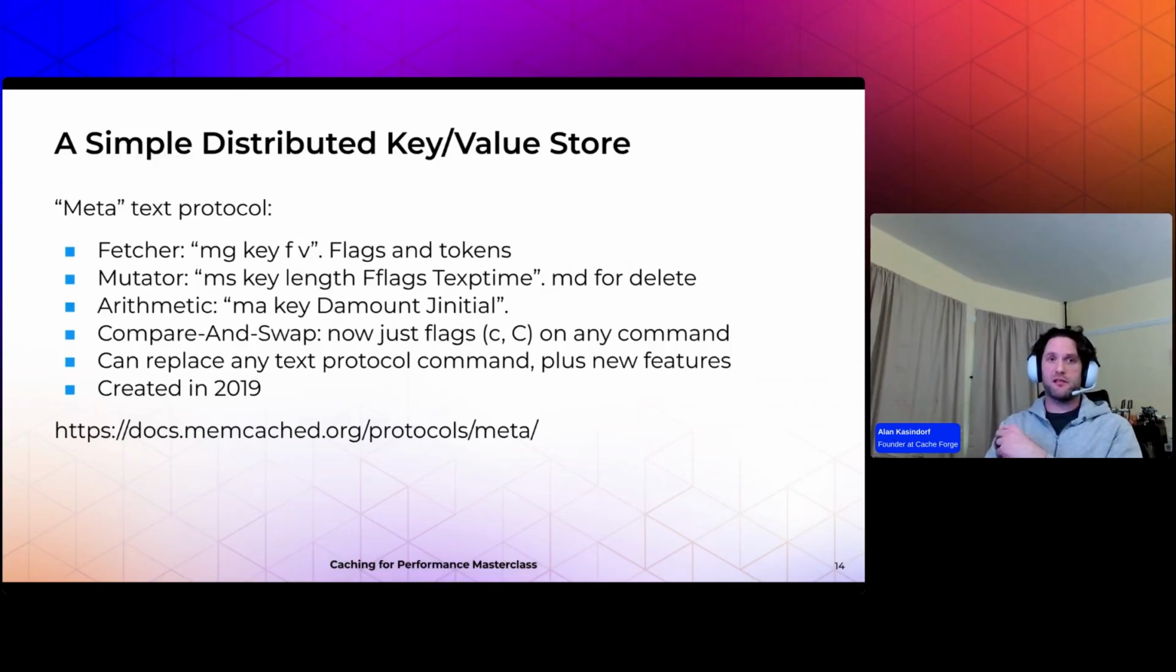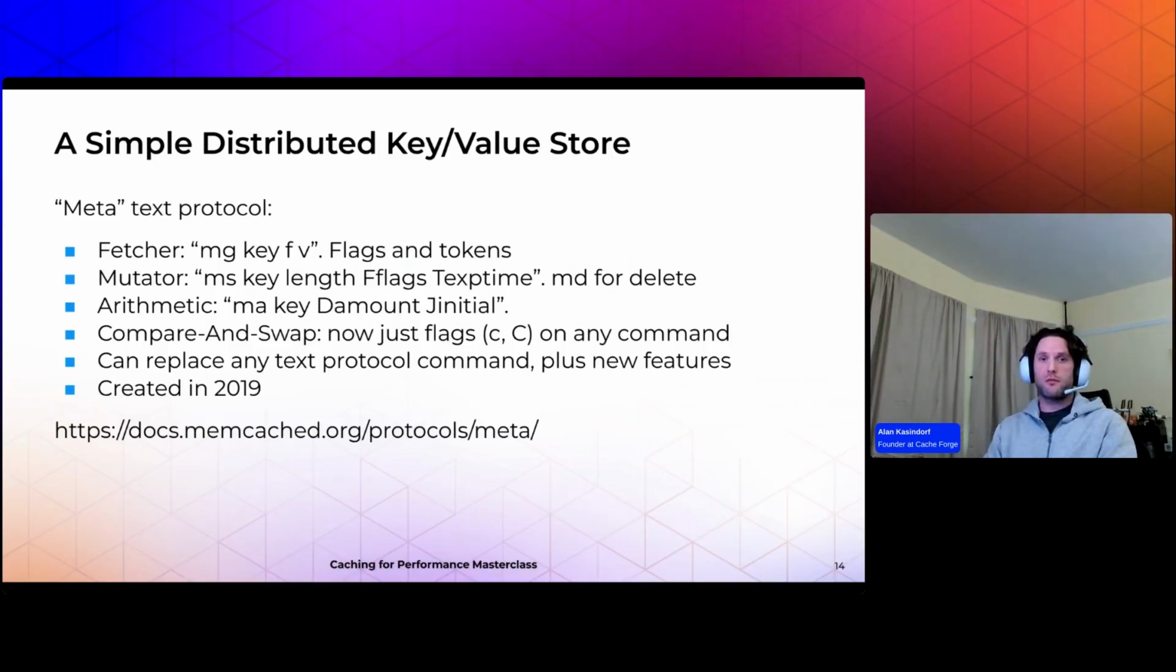And this encompasses all the previous protocols, all the features. So anything you can do in the original protocol, you can do in the meta protocol. Anything you can do in the binary protocol, you can do with the meta protocol, and then more. Plus, we can now add things to it by adding new flags and tokens without breaking backwards compatibility with old clients. And this has been around for a while. I say new, modern, but we wrote this thing in 2019, although we have been revising it slightly here and there.